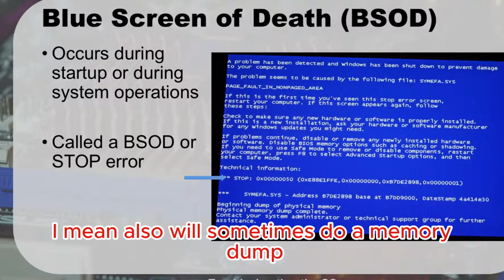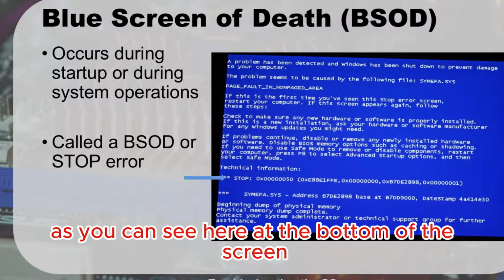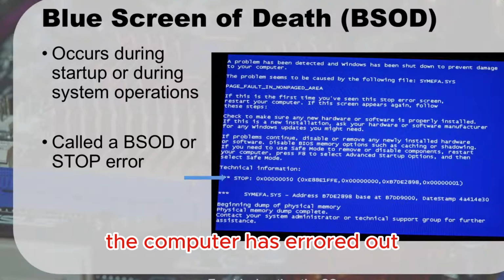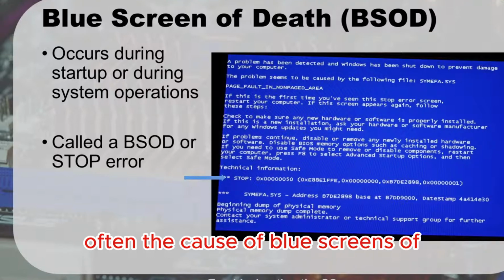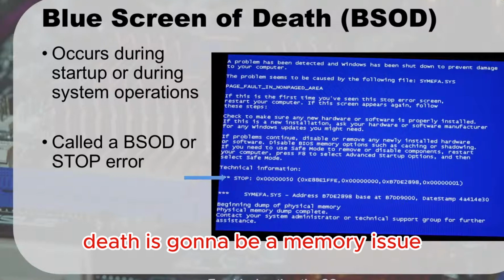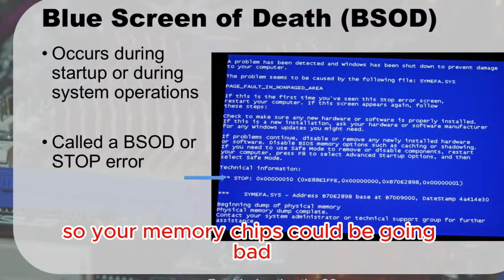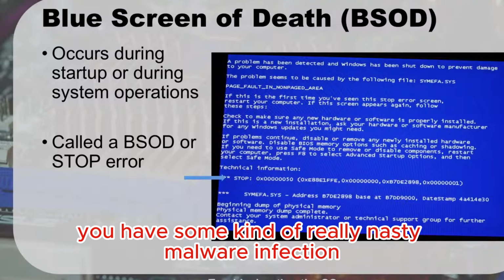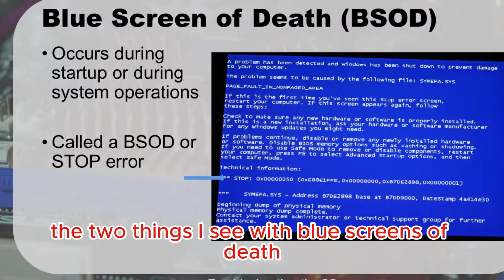It also will sometimes do a memory dump, as you can see here at the bottom of the screen, and that can be used by forensic analysis to figure out why the computer has errored out. Often the cause of blue screens of death is going to be a memory issue. So your memory chips could be going bad, or you have some kind of really nasty malware infection. Those are usually the two things I see with blue screens of death.